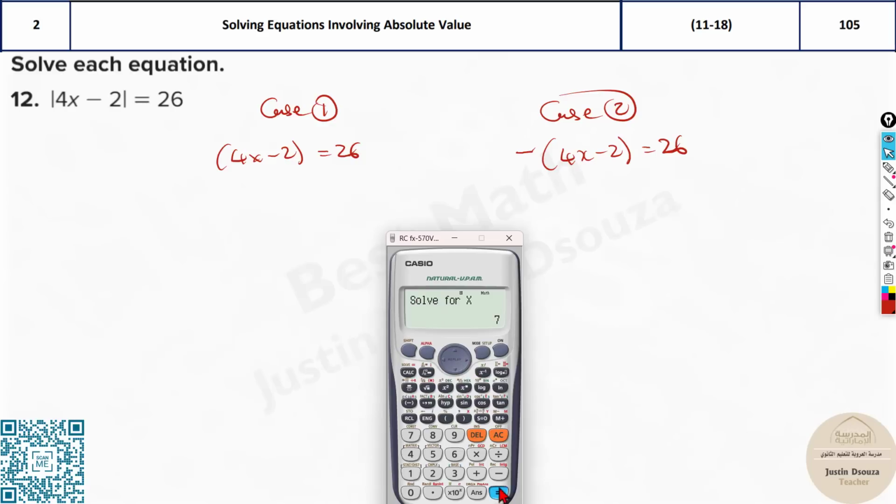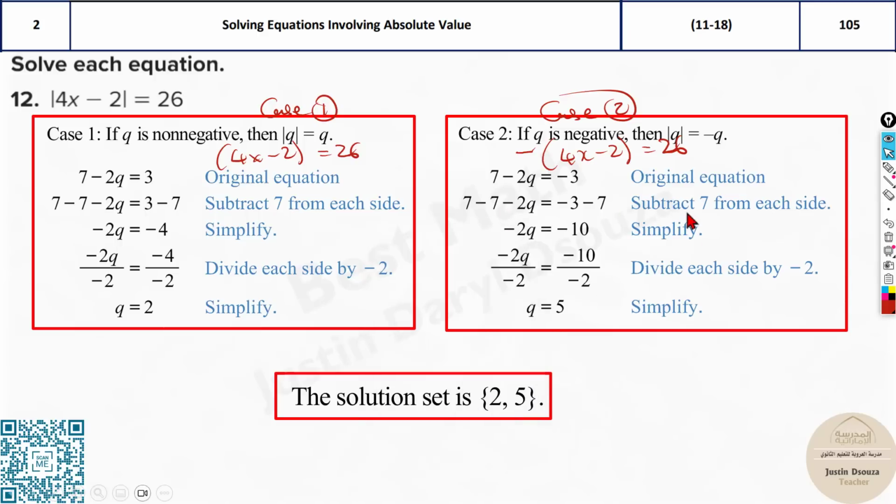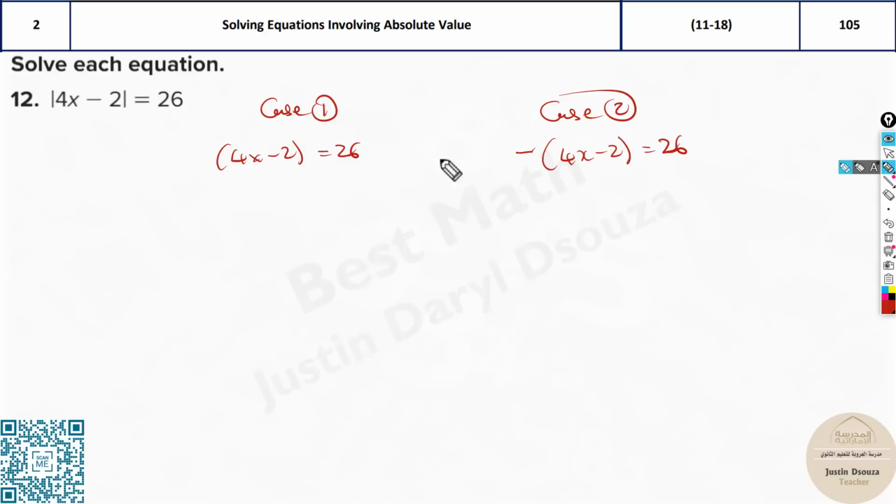Now what about the next answer? Here all you do is put the minus and press shift and solve. The answer over here is minus 6. So the solution is, now this is wrong. The question is wrong, guys. I will solve it manually. It should be 7 and minus 6.